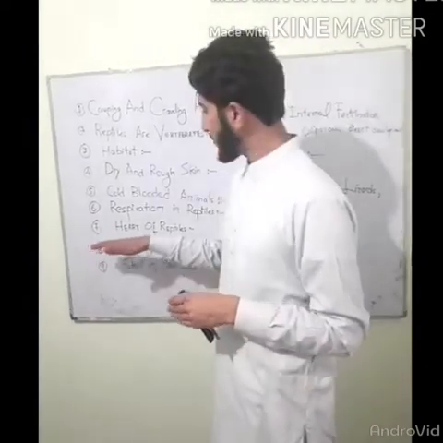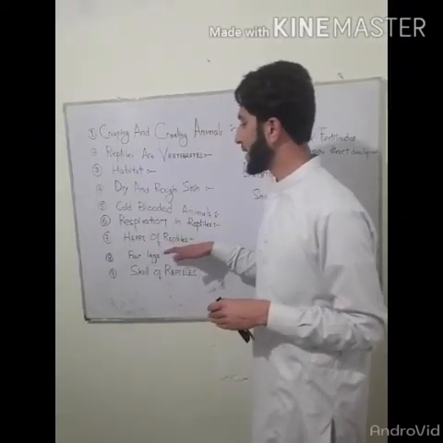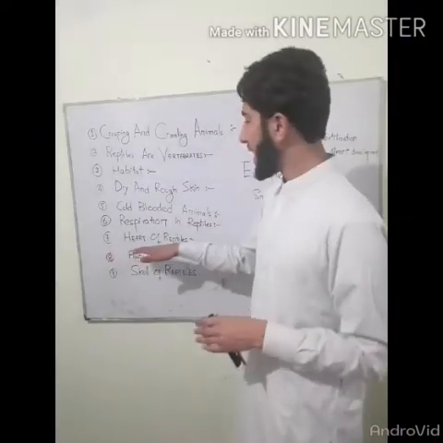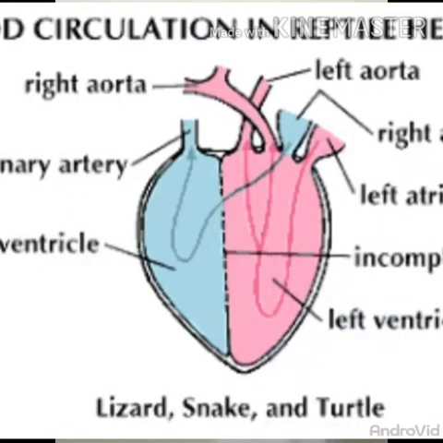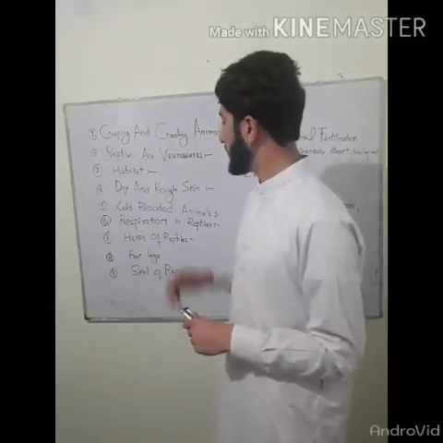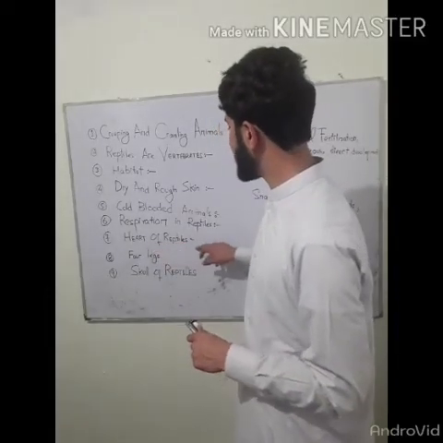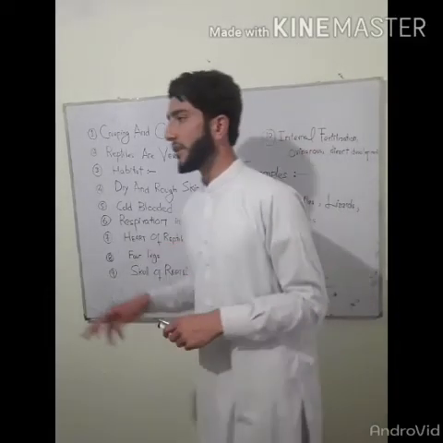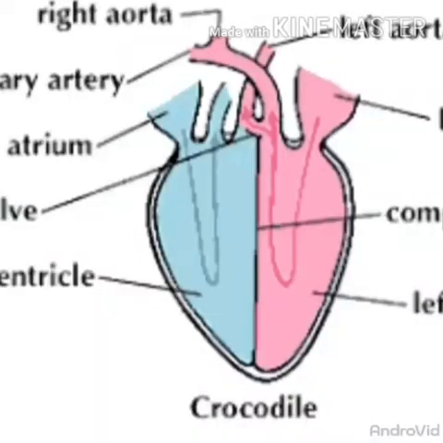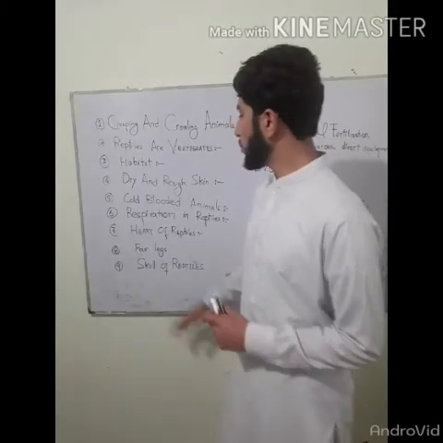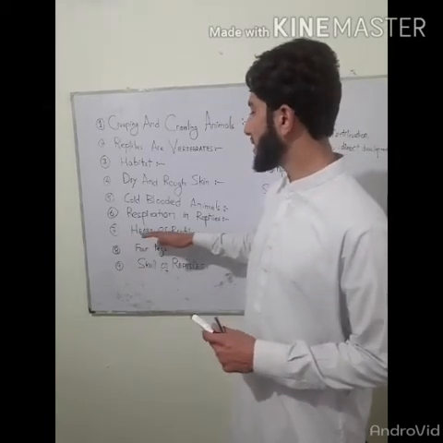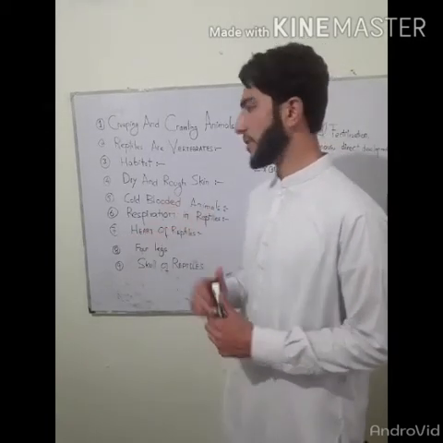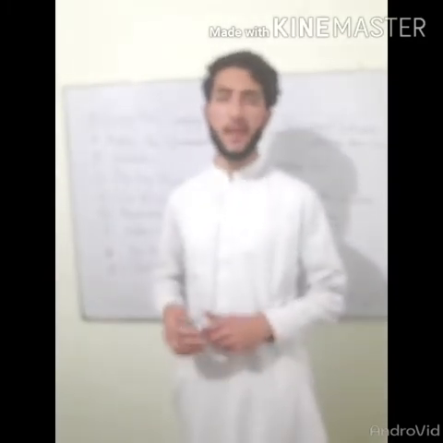Now we come to the heart of reptiles. Reptilian animals have a three-chambered heart, including two auricles and one ventricle. But there is an exception: crocodiles have a four-chambered heart, including two auricles and two ventricles. So the heart of a reptile is three-chambered, which is a similarity to amphibians as well.